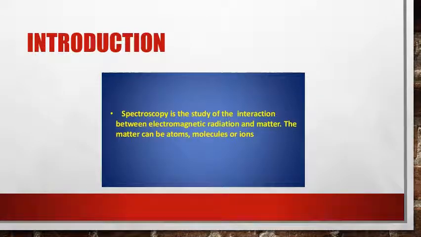So let's start: what is spectroscopy? As we understood, this consists of two words, spectrum plus scopy, to study the spectra. Spectroscopy is the study of the interaction of electromagnetic radiation and matter. The matter can be atoms, molecules, or ions. When the radiation falls on the matter, some of the radiation is absorbed by the atoms or molecules, some is transmitted, some is scattered.